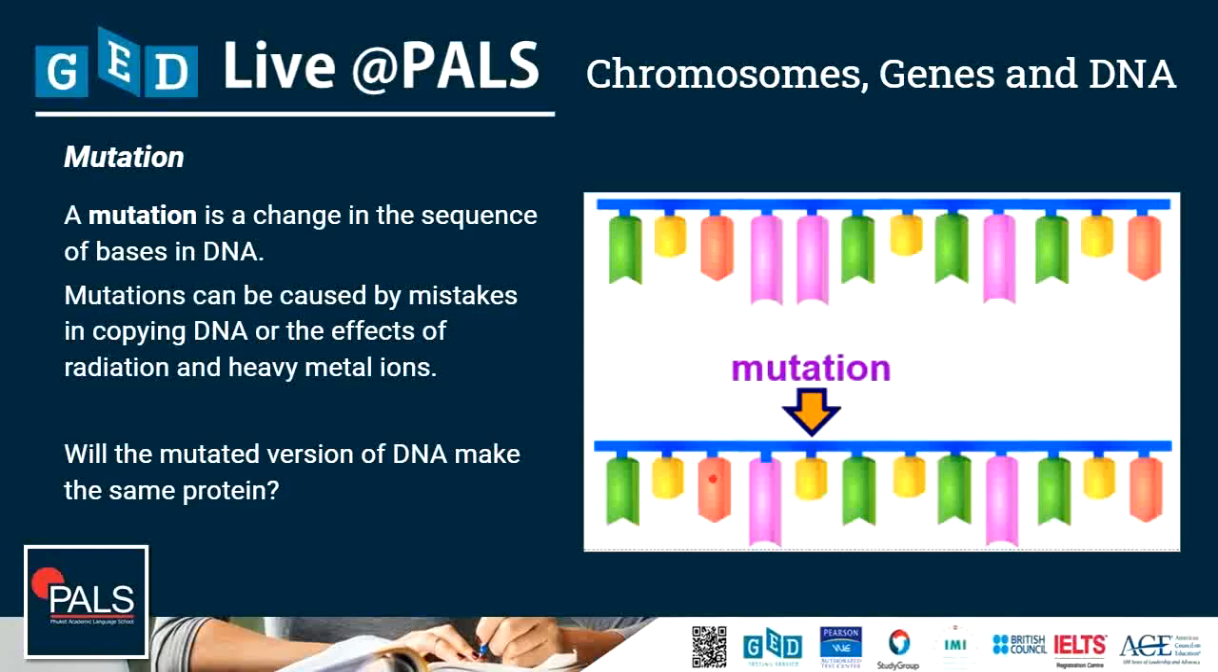So how does evolution happen, and how do new proteins come into existence? Again, we've gone a long way from unicellular organisms like bacteria to complex multicellular organisms like many animals are. New proteins may come into existence by changes in the DNA that can happen randomly. These changes are called mutations. A mutation is a change in the sequence of bases in the DNA. Mutations can be caused by mistakes in copying the DNA or the effects of radiation or heavy metal ions.